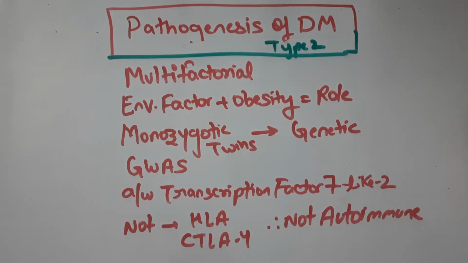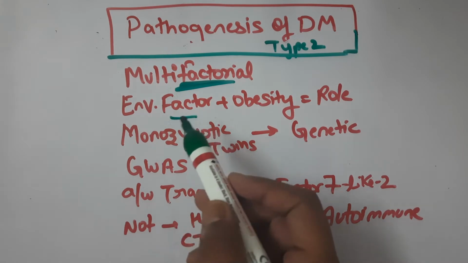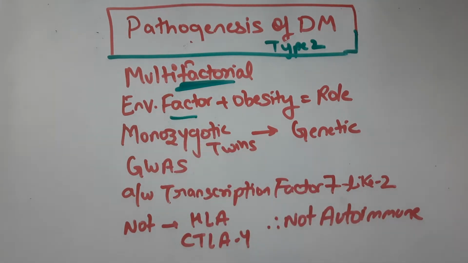Continuing with the session on diabetes mellitus from pathology point of view, today we will discuss the pathogenesis of type 2 diabetes mellitus. First thing is, type 2 diabetes mellitus is a prototypic multifactorial complex disease. So there are multiple factors which are involved in it. Environmental factors such as sedentary lifestyle or the dietary habits with obesity, it plays an important role in the pathogenesis.